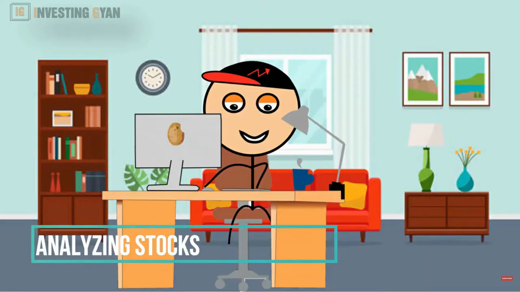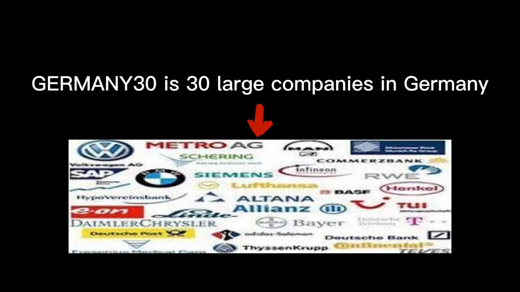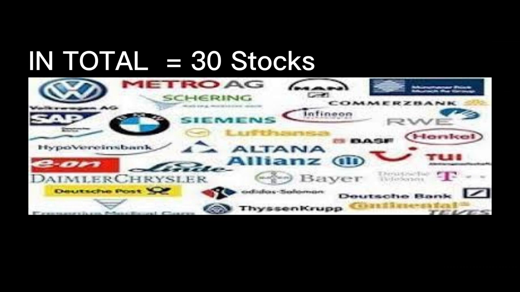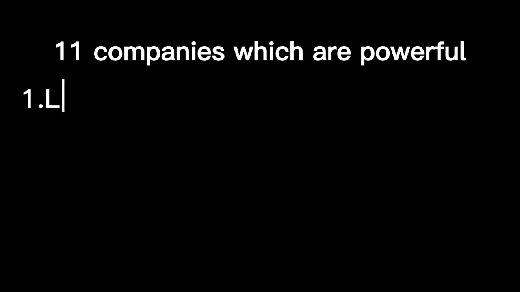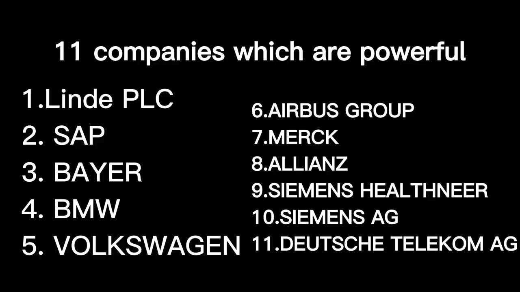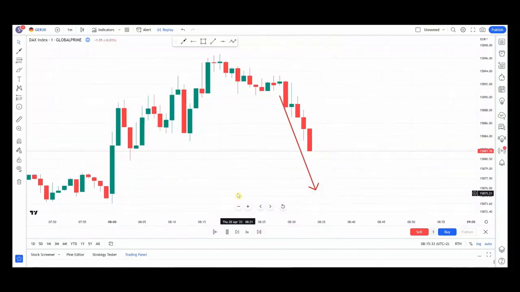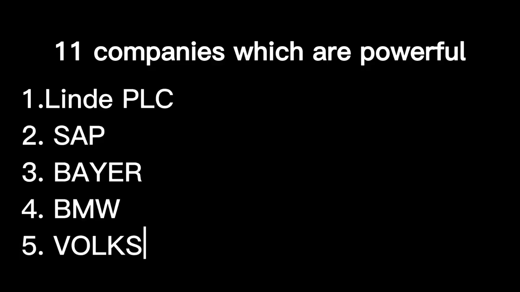Before you even start trading, you have to ask yourself this question. What is Gemini? Gemini 30 is 30 large companies in Gemini. For example, we have companies like BMW, VW, Adidas, etc. In total, there are 30 companies under Gemini 30. But out of these 30 companies, only 11 are powerful. So if you see Gemini 30 buying, it's because of these 11 companies. And if you see it selling, it's because these companies are performing badly.